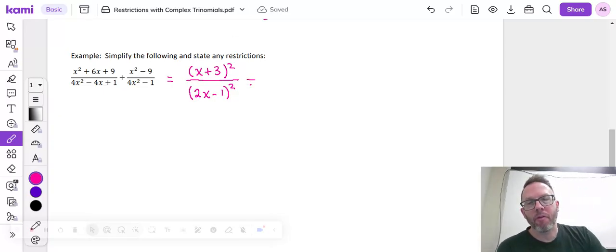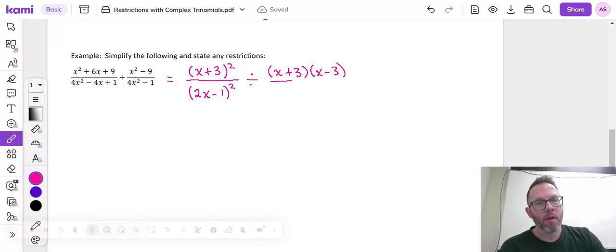And then what do we get on the other side? x squared minus 9, that's a difference of squares. So you should be able to do x plus 3, x minus 3. And on the bottom, that's another difference of squares, so 2x plus 1 and 2x minus 1.